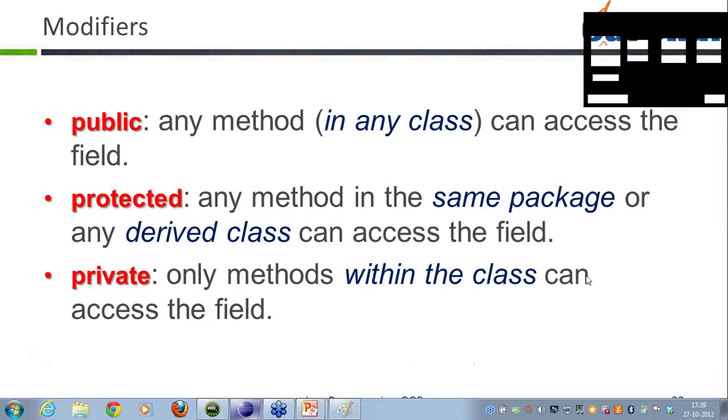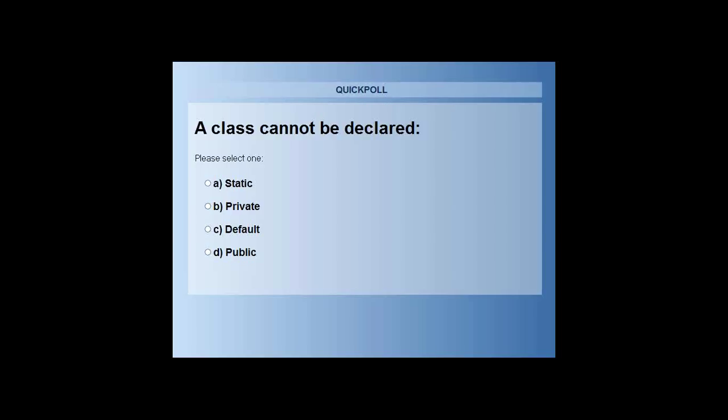So I have another few poll questions here for all of you. Here I have launched a poll question for everyone. A class cannot be declared as static, private, default, or the public modifier. You can all cast your votes onto the polling window that you are seeing on top of your screens here. I'll wait for everybody to cast their votes.